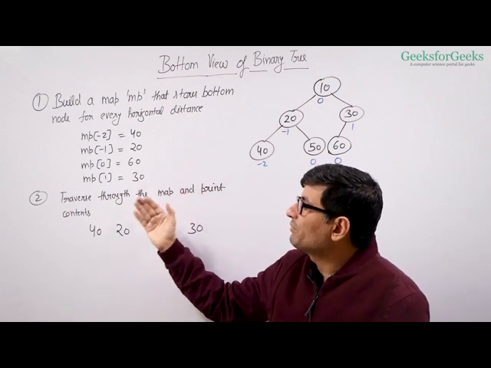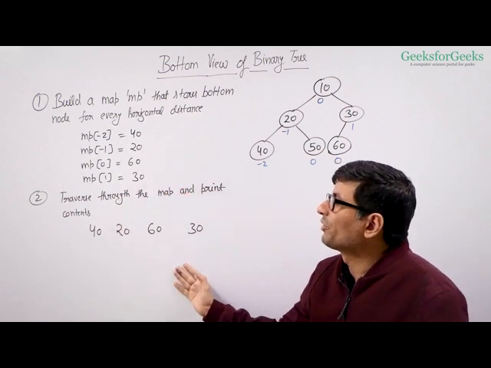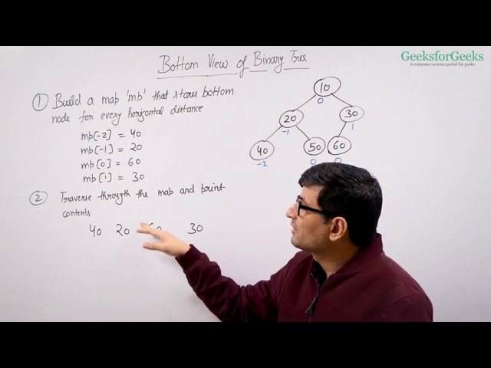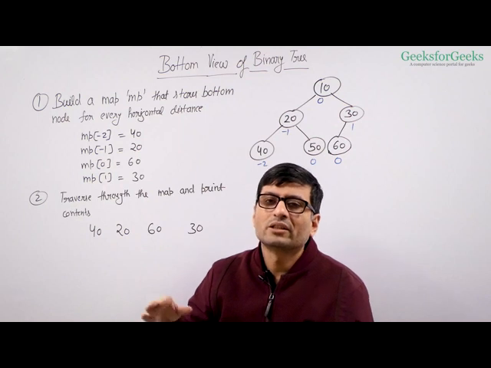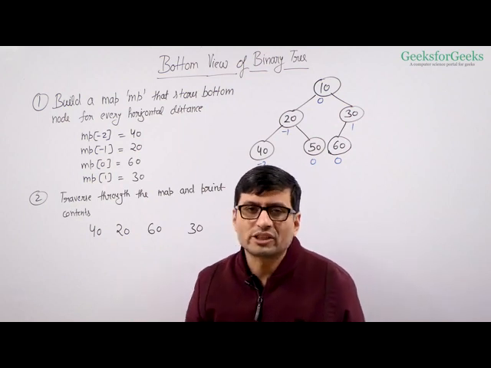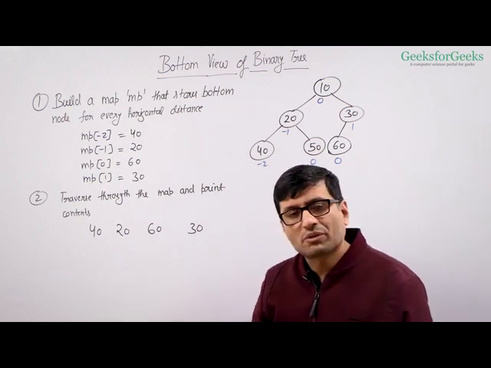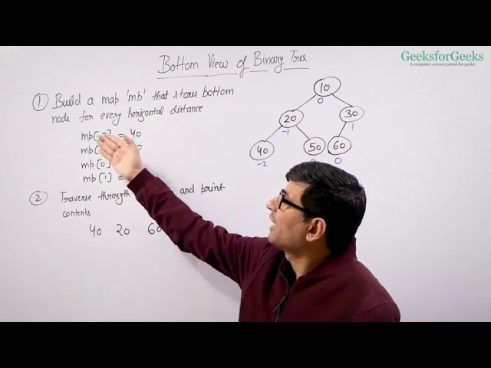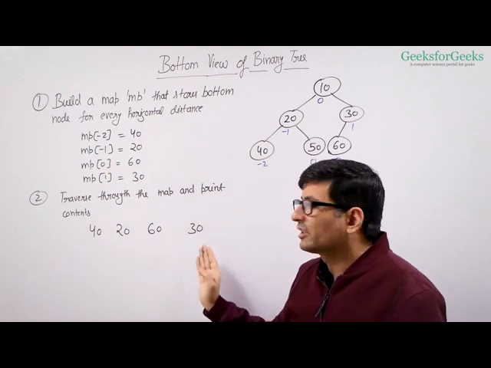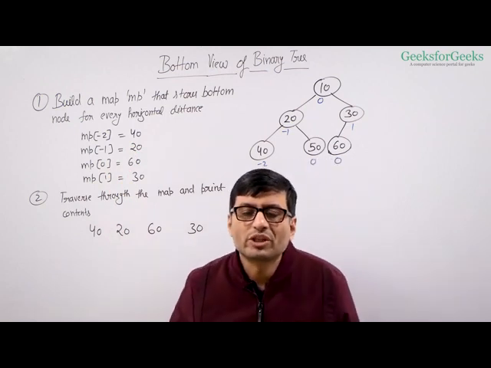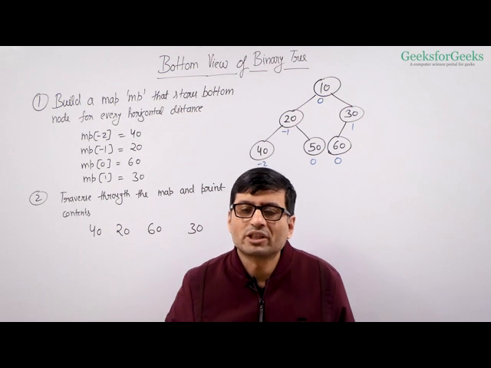Once we build this map, we simply need to traverse through the map and print the contents of it. Please note that since we are using a tree map in Java or map in C++, they are sorted, ordered containers. So if you traverse them, they are going to give you items in increasing order of keys. So you will get 40, 20, 60 and 30. Now please pause this video again and try to write down the implementation yourself.